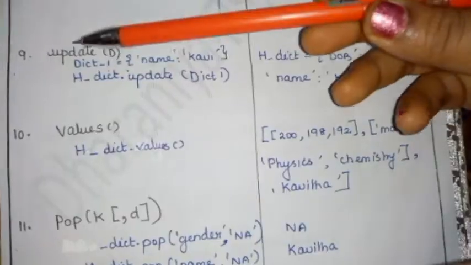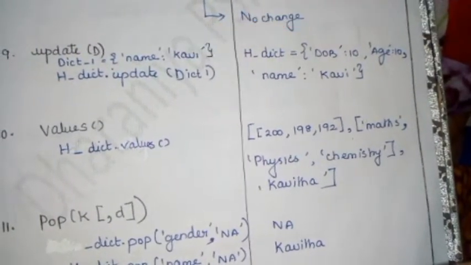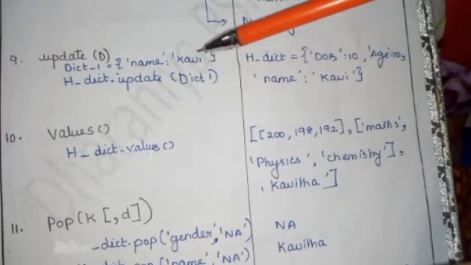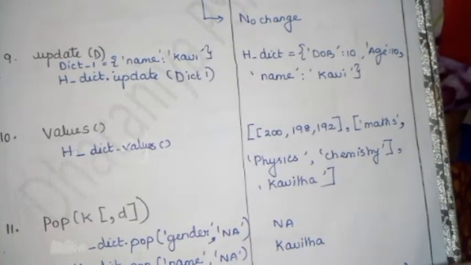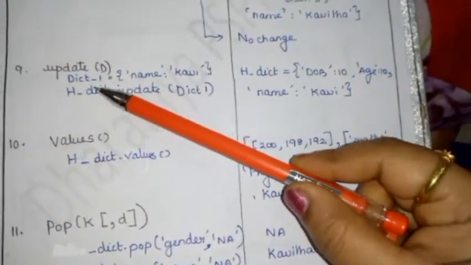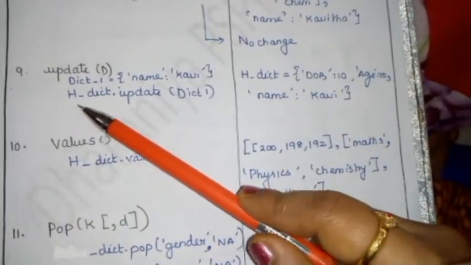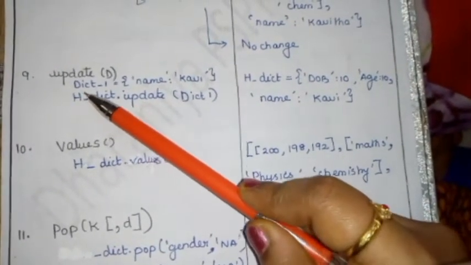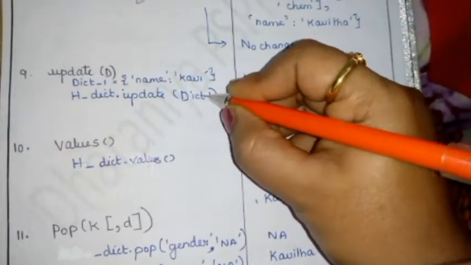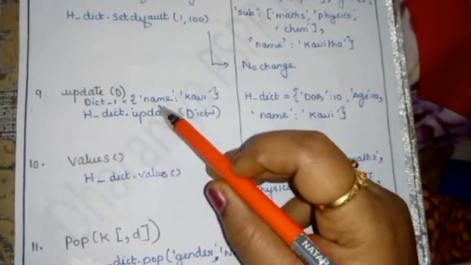Next we are going to see update. This update will update the values of my dictionary. So dict_1 equal to name colon kavi, okay? I've first declared the dictionary with the name kavi, and now I'm going to do h_dict.update(dict_1), okay? Now what happens? My h_dict will be updated with name Kavi.